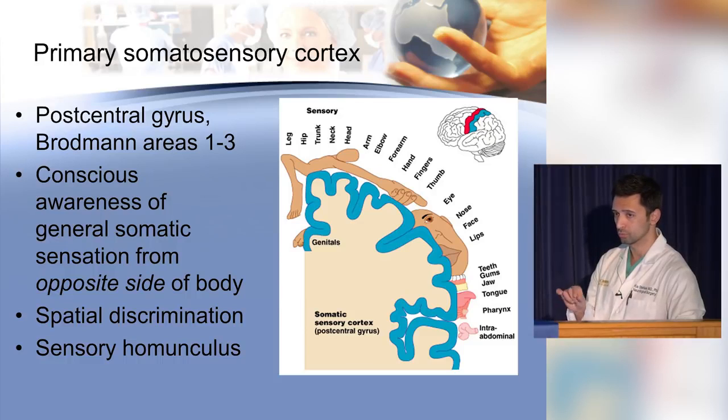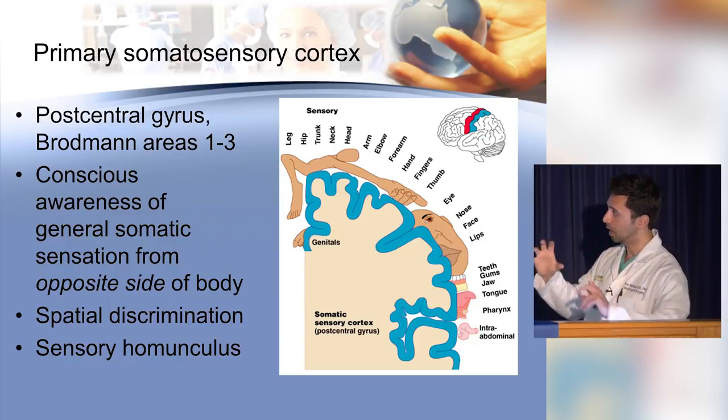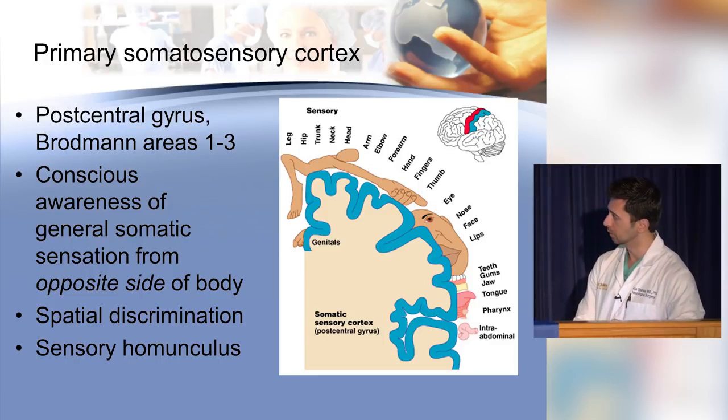And so most of us in school did the kind of sensory discrimination test where you take two little paper clips and you see how far apart you got to get them before they feel like two pokes versus one. And if you do that on your fingertips, you're really, really good at that. On your back, it's very hard. You got to really separate them out because the plots are much bigger. It's just not a high resolution area.